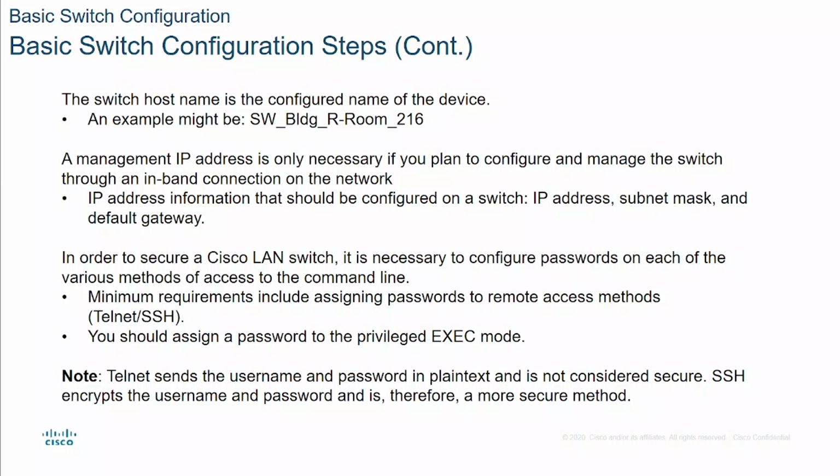In order to secure a Cisco LAN switch, it is necessary to configure passwords on each of the various methods of access to the command line. Minimum requirements include assigning passwords to remote access methods, for example Telnet or SSH. Then you should also assign a password to privilege exec mode, so that somebody does not just connect to your switch, enter privilege exec mode, and start configuring different ports for you without your knowledge.